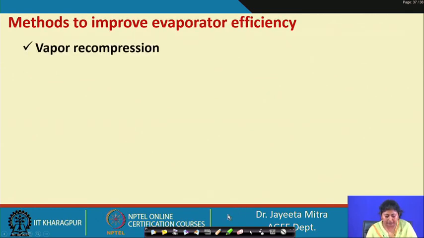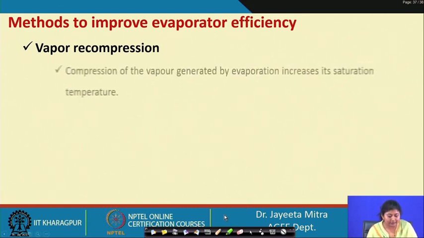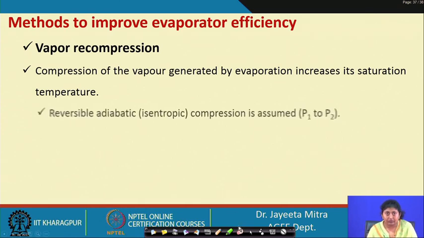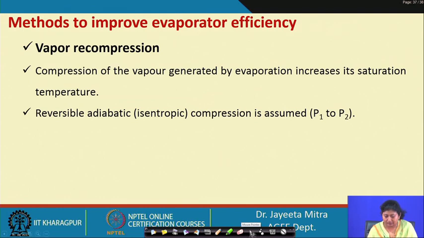So, another way of improving the evaporator efficiency is vapor recompression. That means we are somehow increasing the pressure of the vapor that is coming out of the effects of the evaporator. So, compression of the vapor generated by evaporation increases its saturation temperature.